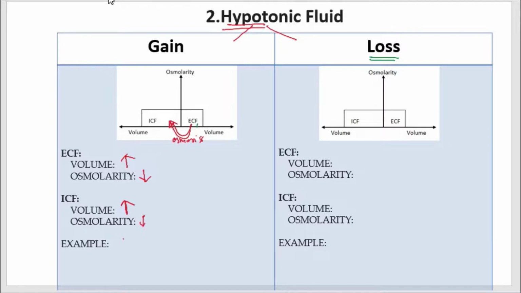An example of hypotonic loss is the syndrome of inappropriate ADH secretion, or we can say SIADH.